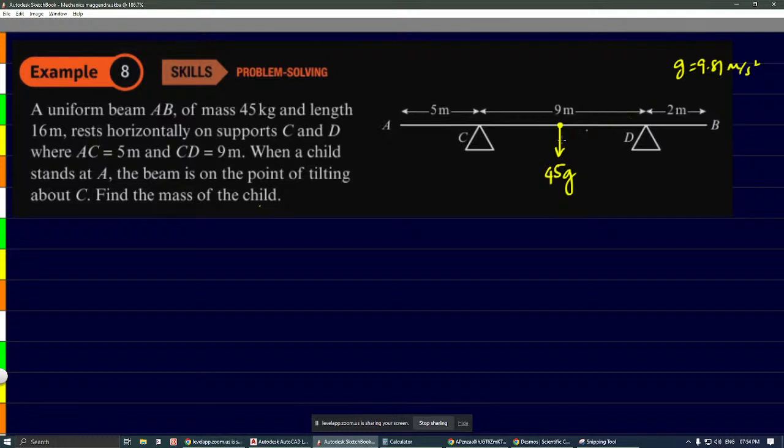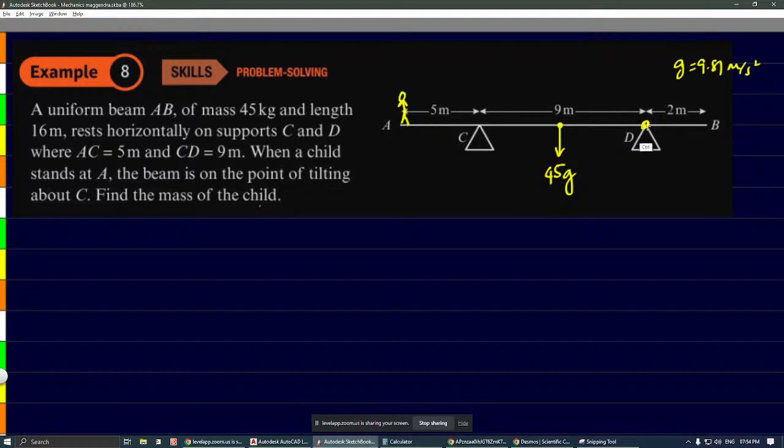Rest horizontal, length supports C and D. AC is 5. The same thing which is given in the diagram is explained here. When the child stands at A, the beam is on the point of tilting about point C. So some child is standing here, and it is at the point of tilting. At the point of tilting means it will tilt in this direction.